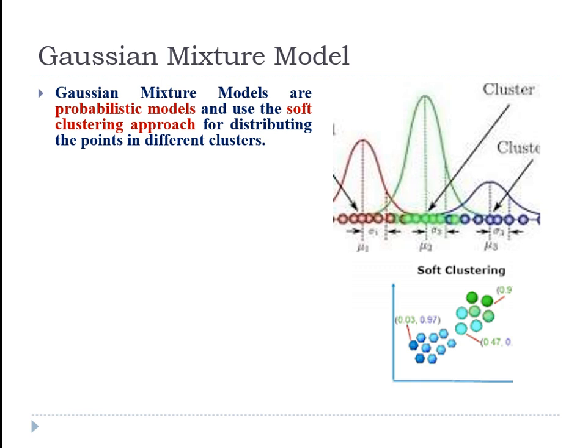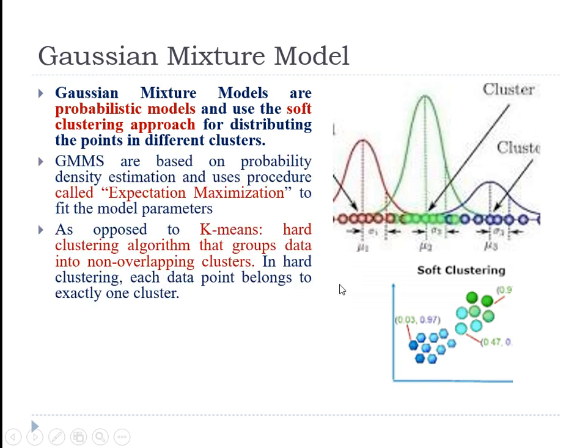And since it is a clustering method, there are two types of clustering, hard clustering and soft clustering. You need to remember Gaussian mixture model comes under the soft clustering approach, where it is distributing the points into different clusters. Now what do you mean by soft cluster and hard cluster? K-means clustering, the link to which I will give in the description box, is another clustering method which is based on hard clustering.